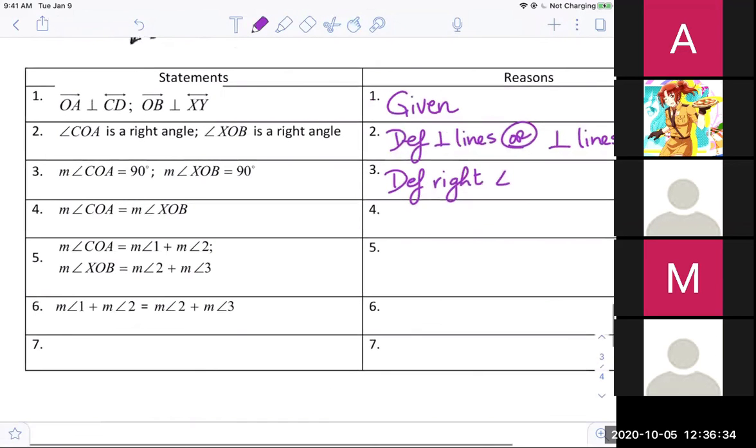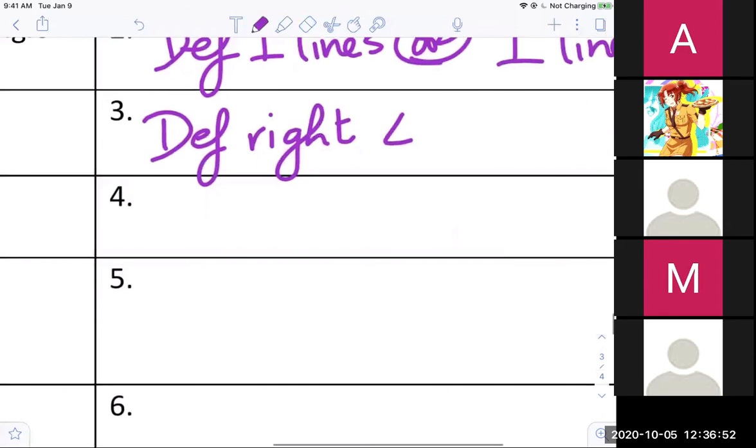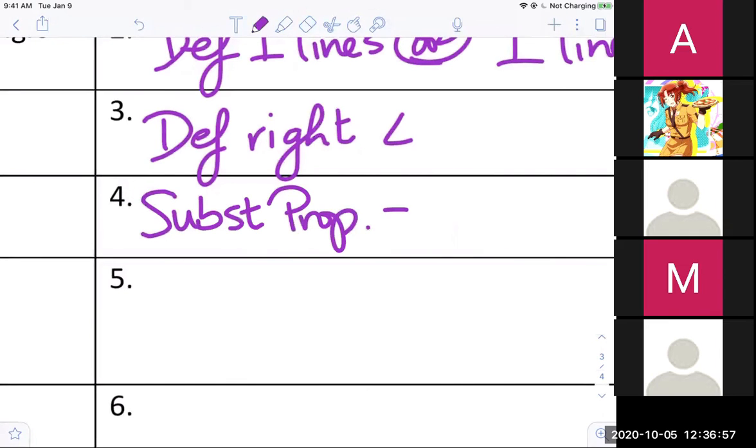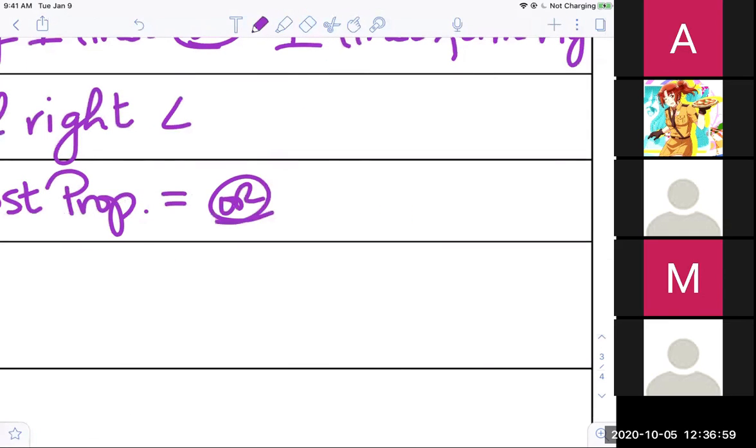Okay, for number 4, you can either say they're both equal to 90, so they're equal to each other, or you can say you're substituting in place of 90 the measure of angle XOB. So that's either substitution or transitive. Again, you don't have to write both. One or the other is fine. But those are properties of equality. And that could be either substitution or transitive.